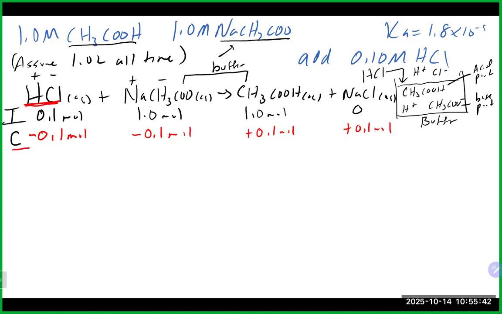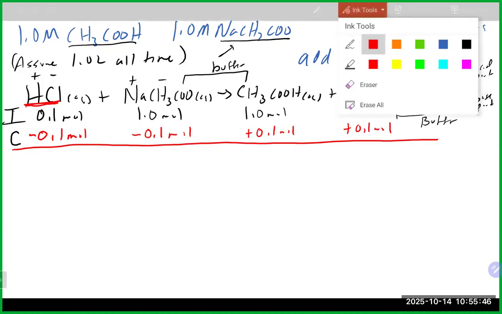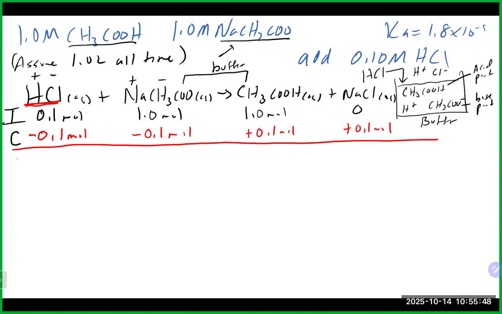And what that's going to give me here at equilibrium is what we hope should happen: 0 for our HCl, because the buffer should use it up. We will end up with 0.9 moles of our sodium acetate, 1.1 moles of acetic acid, and we'll have 0.1 moles of our sodium chloride here. So we'll just put everybody in there just to show.